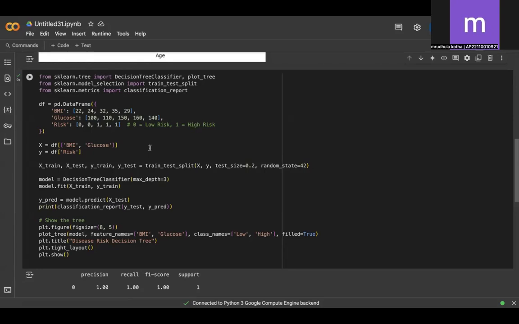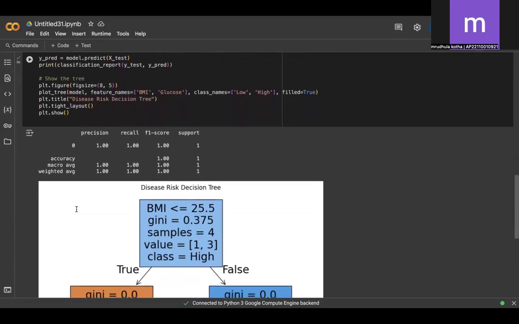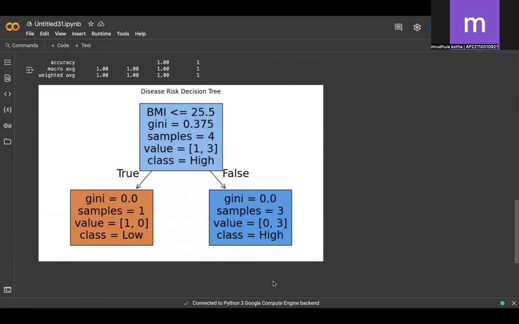After training, we predict the risk level for the test data. Then we generate a classification report which shows metrics like precision, recall, and accuracy. These help us understand how well the model is performing. Finally, we visualize the decision tree. This makes the prediction process transparent. It shows the exact questions the model asks, like whether the glucose is greater than 135, and how it makes decisions. This interpretability is especially valuable in healthcare applications where explainability is critical.